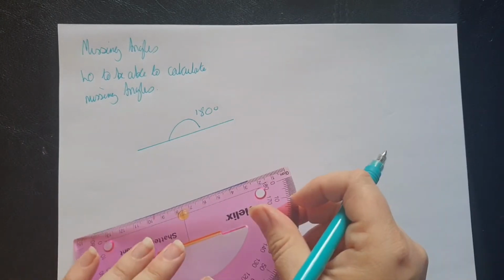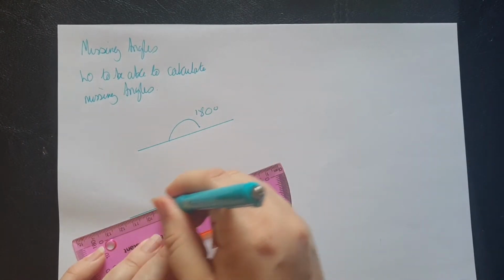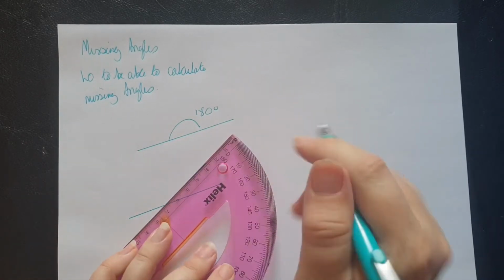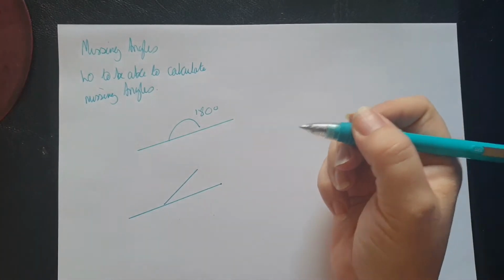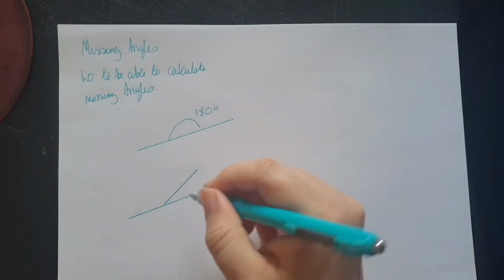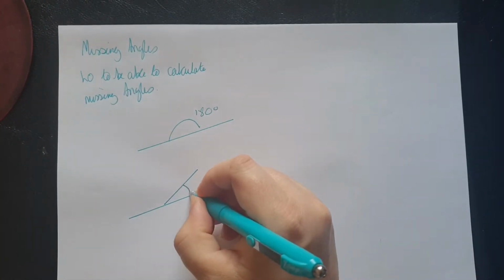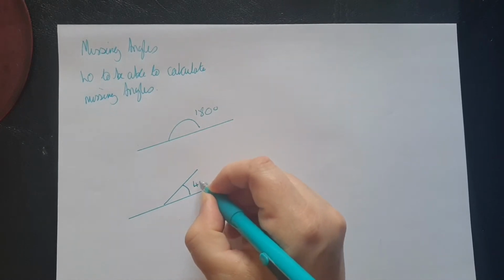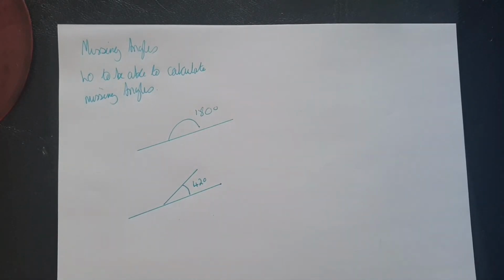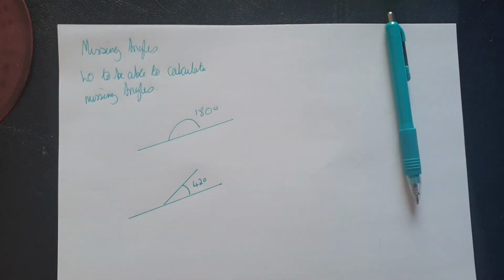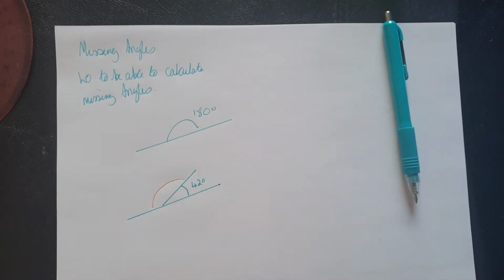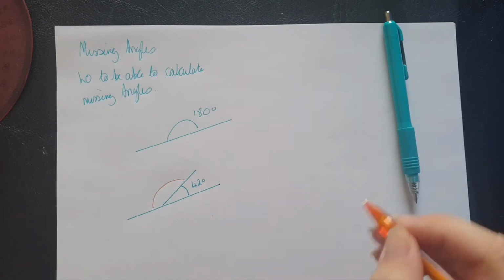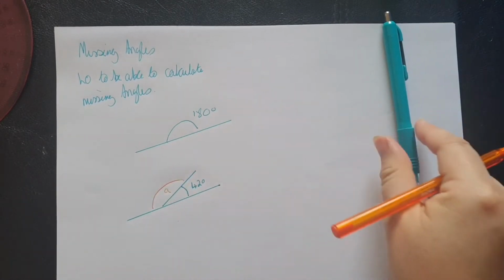Therefore, if we take any straight line and we know part of that straight line, part of the turn on that straight line, for example, if we know that that is 42 degrees, it means that we can calculate this part here, the missing angle. Let's call this angle A.